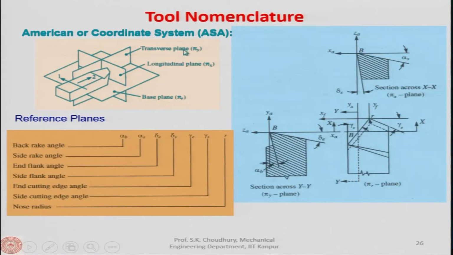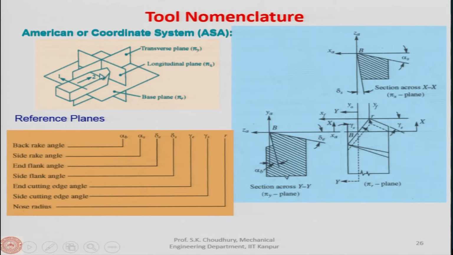So, the first nomenclature is in the coordinate system. This is expressed in the coordinate system, where the x, y, z coordinates are used. Okay. So, let us say this is the plane, which is the base plane. Base plane is the plane where the tool is rested, okay, like that. Now, with respect to the base plane, there are 2 perpendicular planes. One is the transverse plane, this is along the transverse feed.